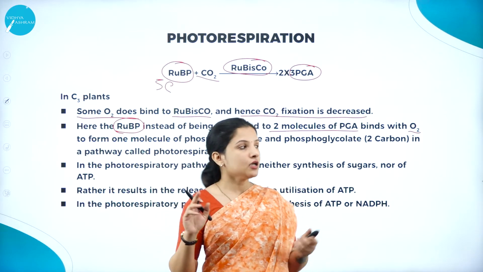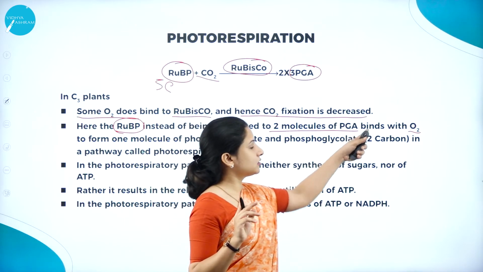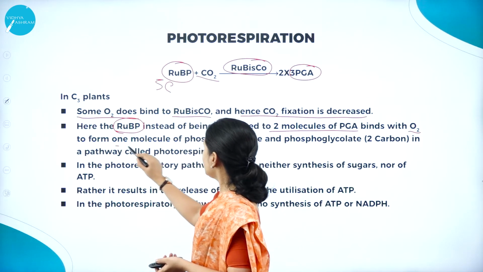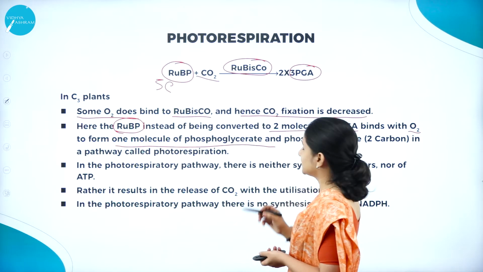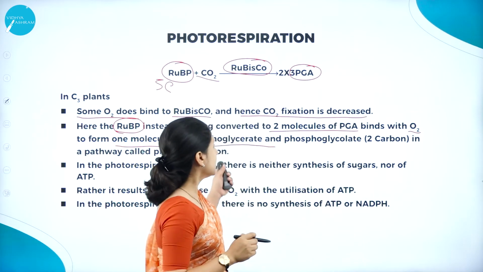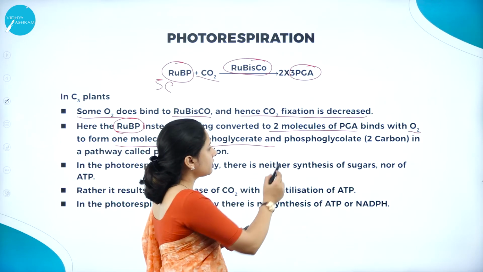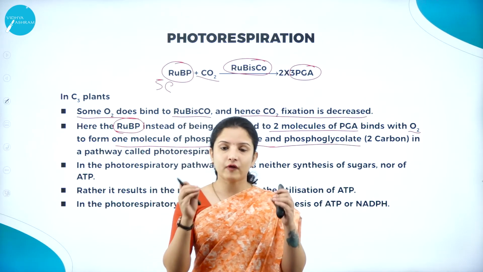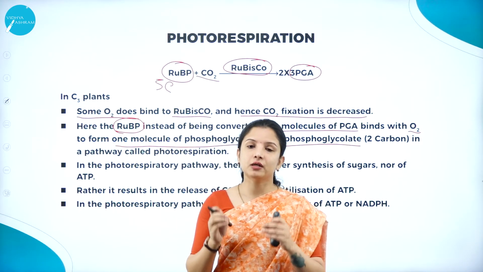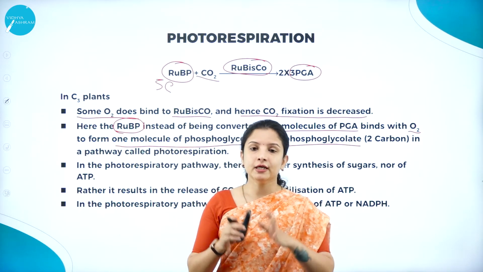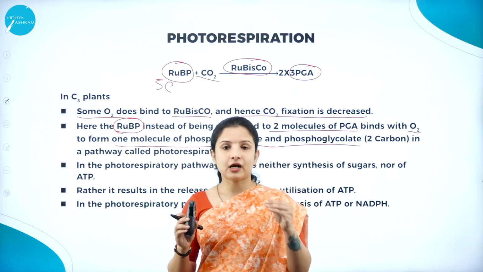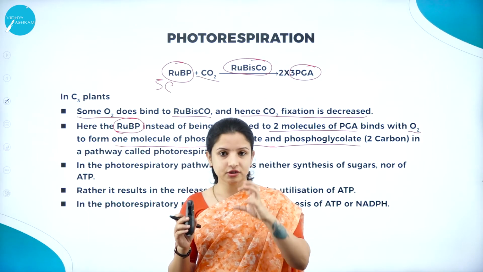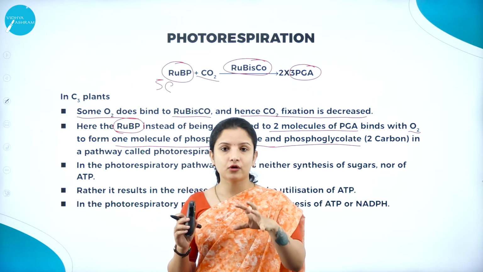So that is why here, the RuBP will bind with oxygen and it will form 1 molecule of phosphoglycerate and 1 molecule of phosphoglycolate. So here, instead of carbon dioxide, oxygen is entering into the plant cell. Because oxygen is entering into the plant cell, what happens?